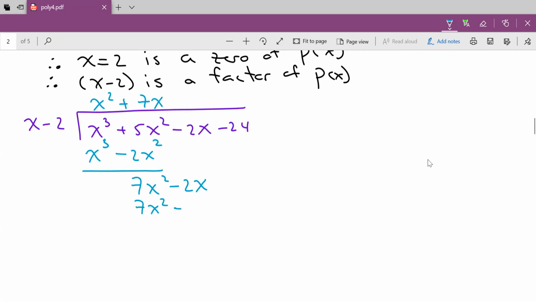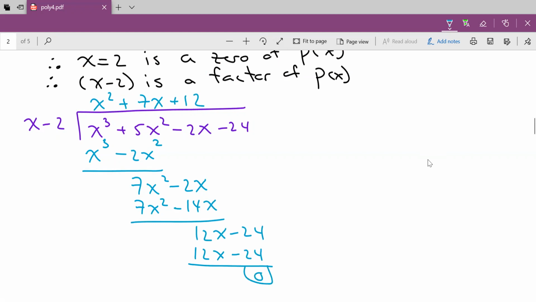x, I should have said. Subtract, again, now we're subtracting a negative. So -2 subtract -14, well, that ends up being -2 plus 14. That's 12x. Bring down the next term. Multiply x by 12. And I know that we've done this right because we have that remainder of 0.